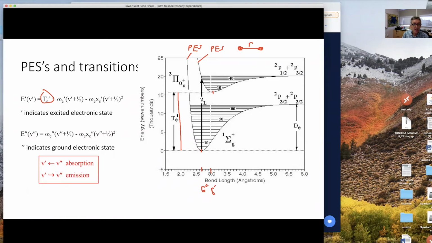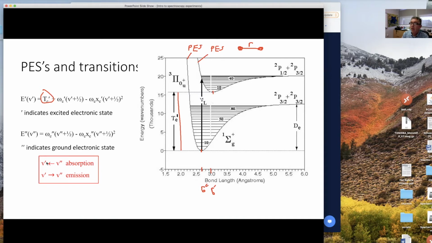Okay. So ultimately there will be a transition as you go from the lower state to the upper state, and that's represented by this black arrow pointing up. That represents this transition. So this will be a transition if we just specify the vibrational quantum numbers from V double prime to V prime. That would be for the absorption of radiation.